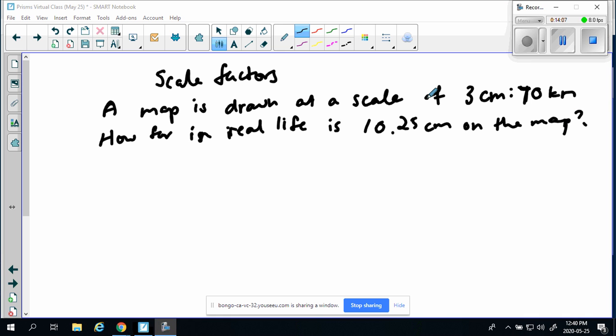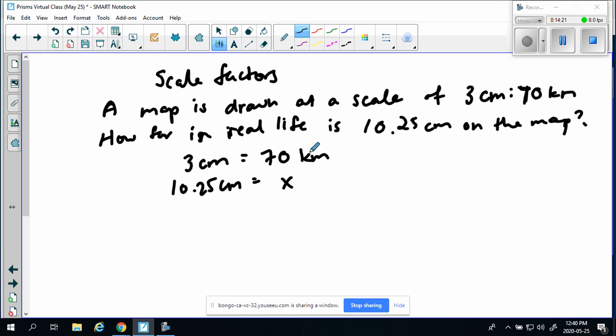So this question can actually be done with proportional reasoning because we have a scale factor. We have 3 centimeters is equal to 70 kilometers. And we want to know 10.25 centimeters is equal to how many kilometers? That's our x. So if you think back to our proportional reasoning questions, you have to put the kilometers in the top and the centimeters in the bottom, or vice versa. But the reason why I've chosen to put the kilometers in the top is because the unknown is in the top. And that's going to be a lot easier for us to deal with.